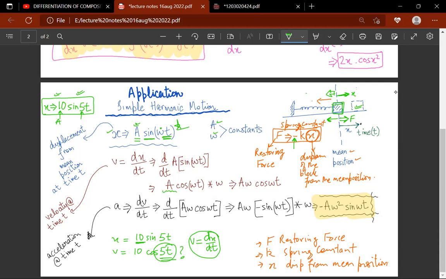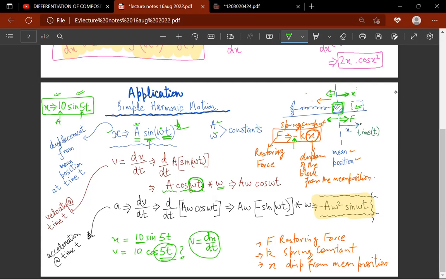I will take the differential of the mama function first. The differential of the mama function sine would be equal to cos omega t. Are we clear? And then I multiply that with the differential of the baby function. The differential of the baby function would be omega. Are we clear?